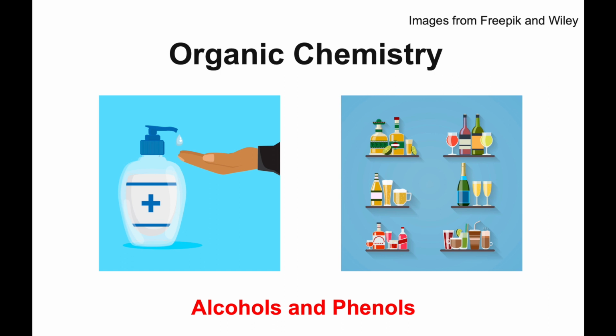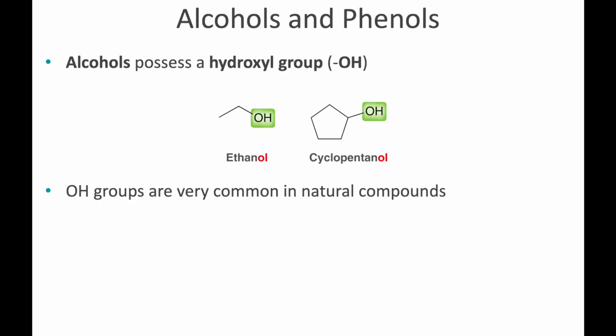So as we mentioned before, in this chapter, we are taking a look at alcohols and phenols, and we will be breaking this down into 2 lectures. So in this lecture, we will be introducing what are alcohols and some of their properties and how they are produced. So if we break it down, fundamentally, alcohols are any molecules that possess this OH group. The OH group is also known as a hydroxyl group. So example we have here is ethanol and cyclopentanol.